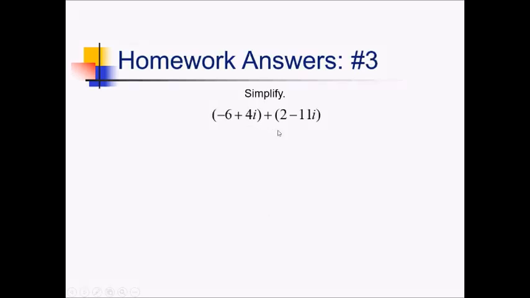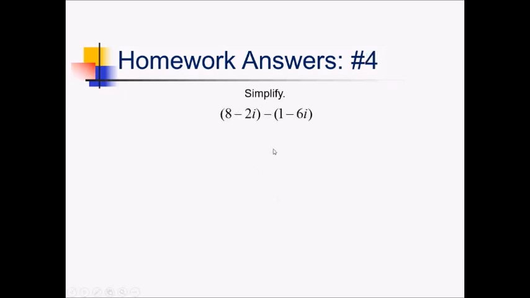To add these complex numbers together, let's first get rid of the parentheses. Since they're each being multiplied by an invisible +1, we'll just drop the parentheses. So we have -6 plus 4i plus 2 minus 11i. And at this point, we just combine like terms. -6 plus 2 is -4. 4i minus 11i, that's going to be -7i.